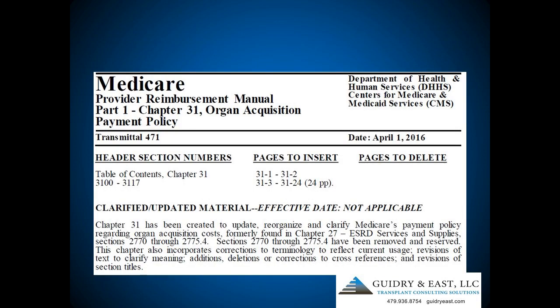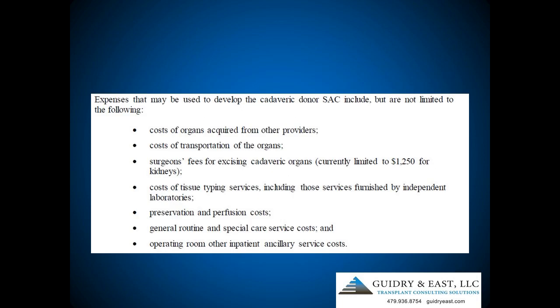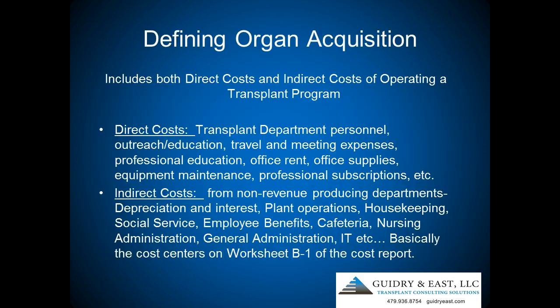So what you see there is the actual extract from Chapter 31, right there is Transmittal 471, and you can see in one of the bullets, bullet number 5, preservation and perfusion costs is clearly identified as an acquisition cost that is going to be passed through the standard acquisition charge, among others.